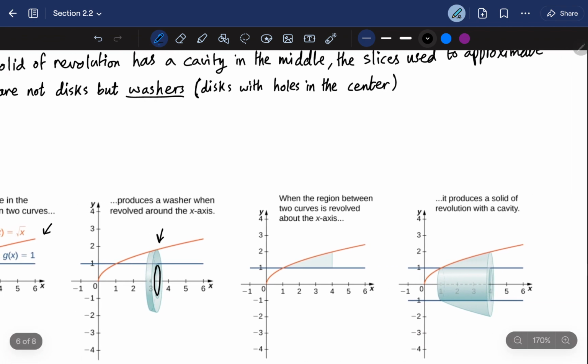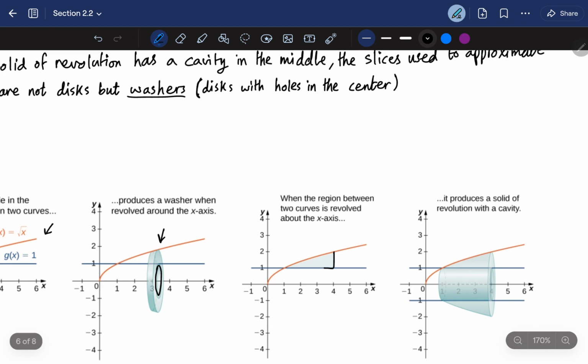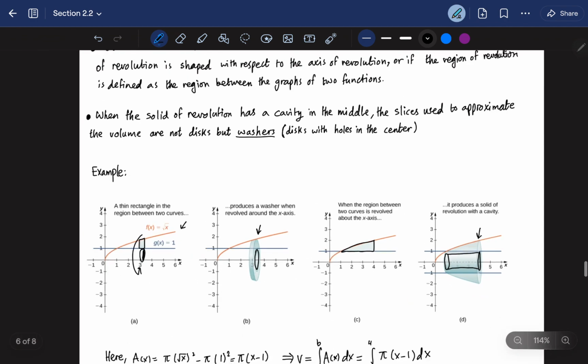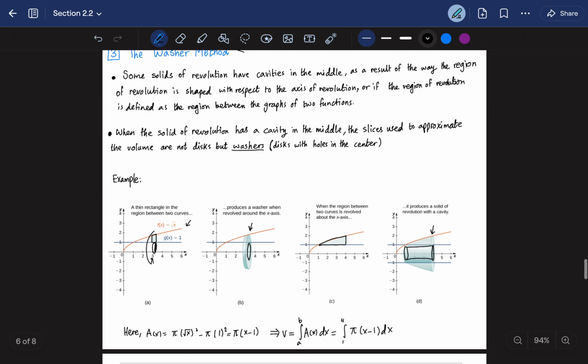So now what if we take a big region between these two curves? Once you revolve it around the x-axis, we're going to have this solid, but this solid has a cavity inside. So this whole thing, this kind of cylinder, is empty, and everything around it is solid. So if I want to find the volume for that solid, I need to apply a different method.